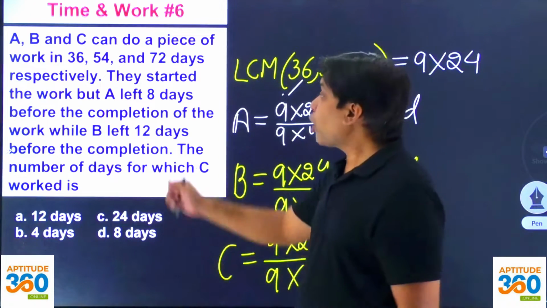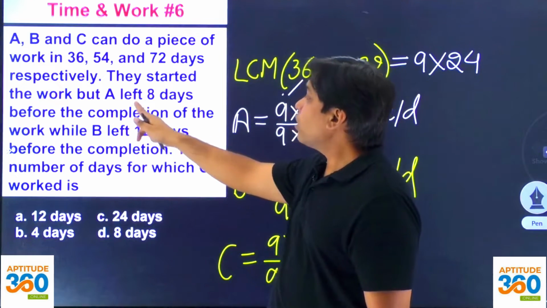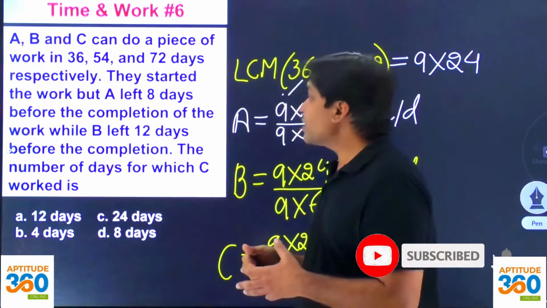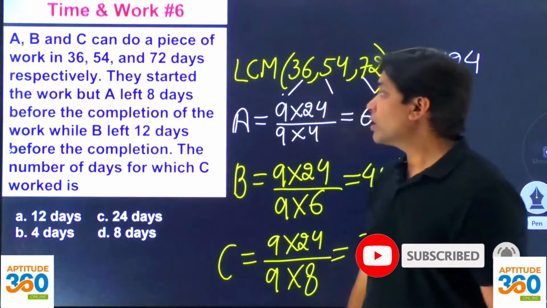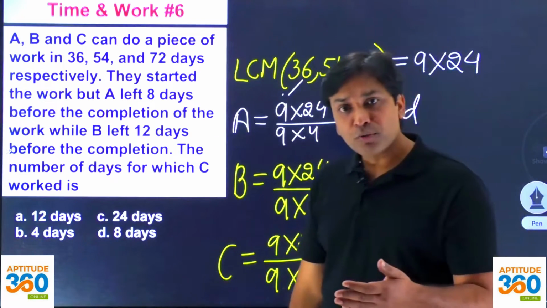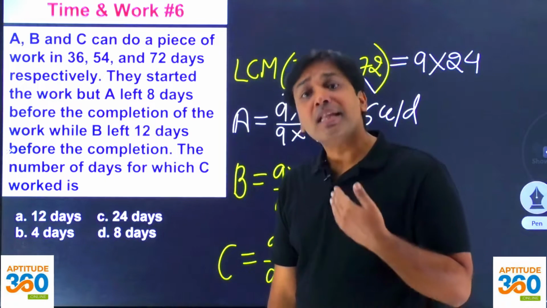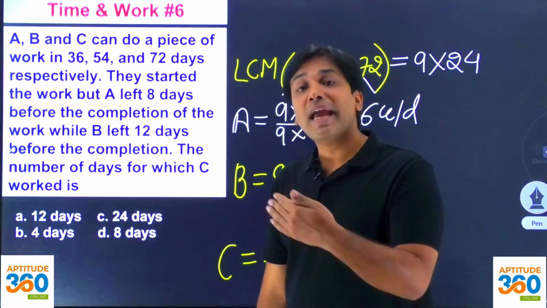Now, the problem lets you know that A started the work, but A left 8 days before the completion of the work, while B left 12 days before completion of the work. It's pretty simple for you to find out. What is it that you should be saying? Let the work be completed in X days.